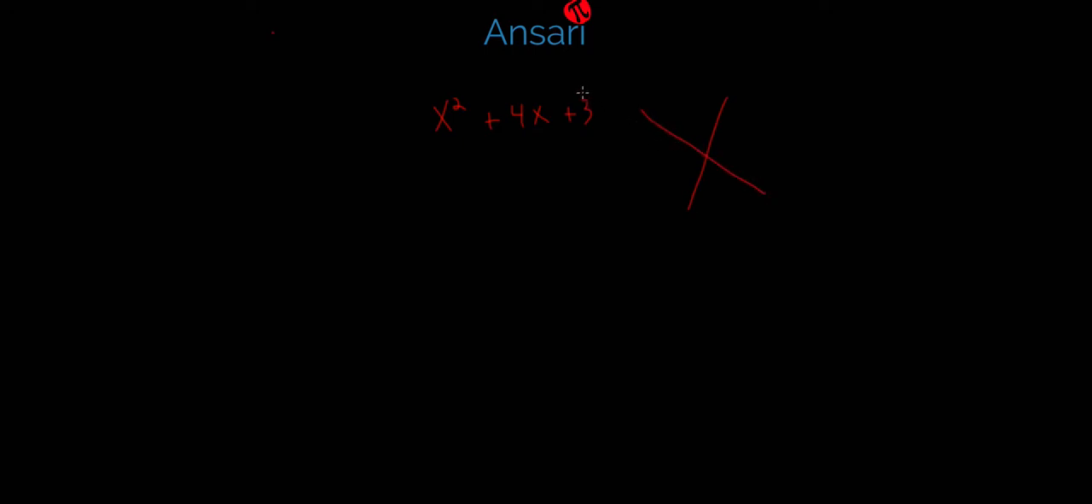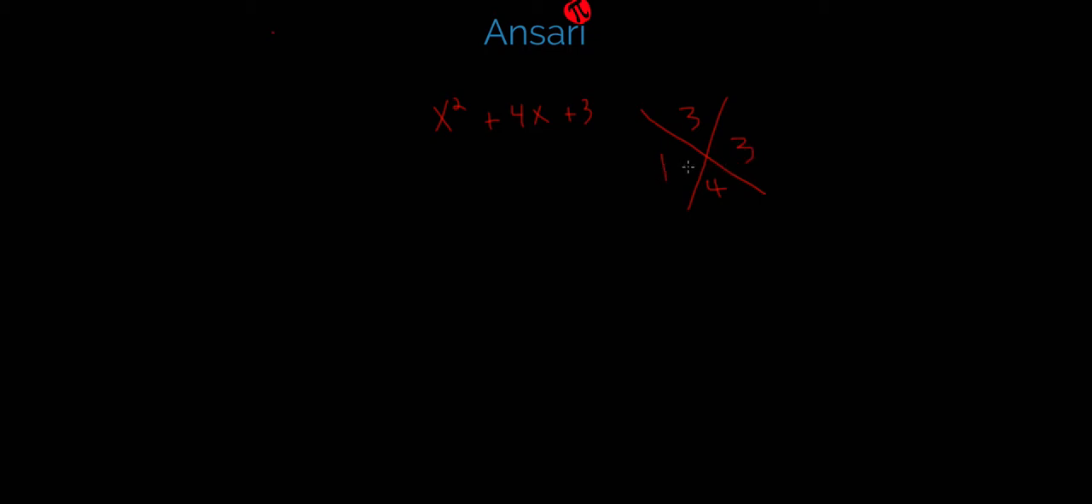So the first step is to put this number, which is the c value, on top, and then we put the coefficient of the second term, which in this case is 4, in other words the b value, on the bottom. Then we look for two numbers that when multiplied yield 3 and when added yield 4. So in this case those two numbers would be 1 and 3.